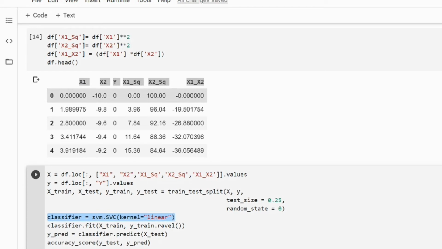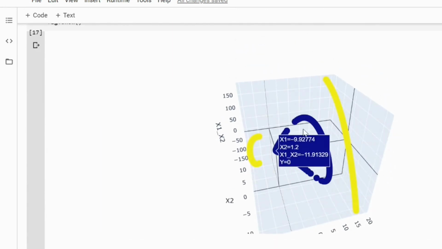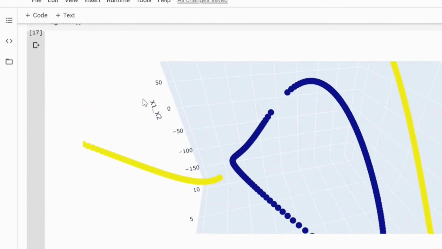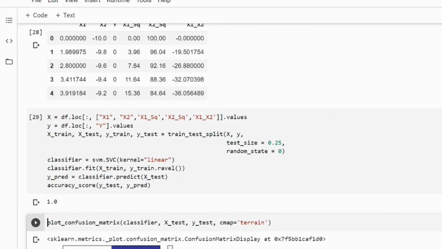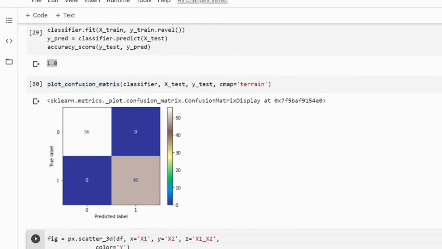Guys, this is called the kernel technique. You have created these three additional dimensions so that you will be able to find the non-linear boundary, and I will also explain with the plot how this is able to find that boundary. So be with me. If I run this now, you will see that my accuracy is 100%. It says the accuracy score is 1.0. Let's check the confusion matrix. You will see that there are no false negatives and false positives over here. So I got 100% accuracy.